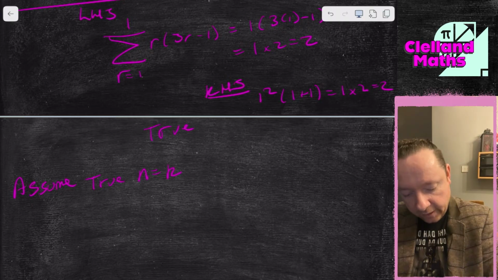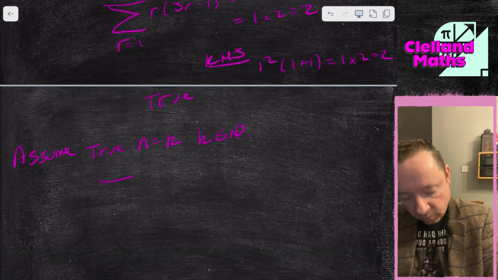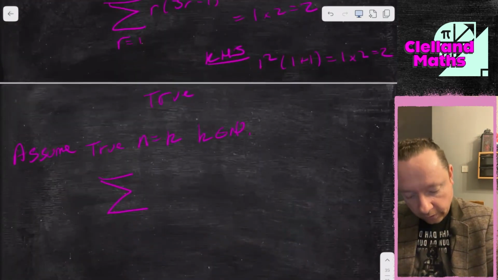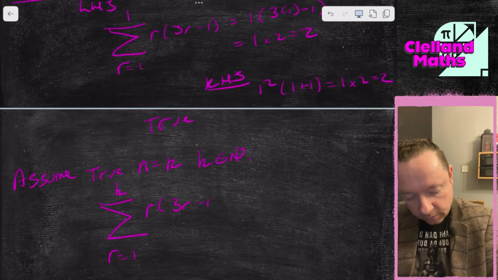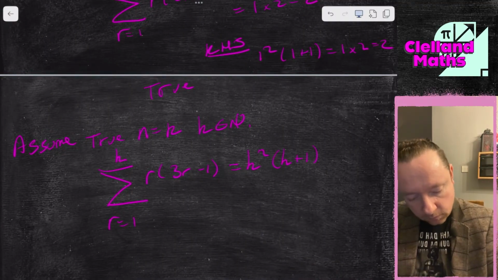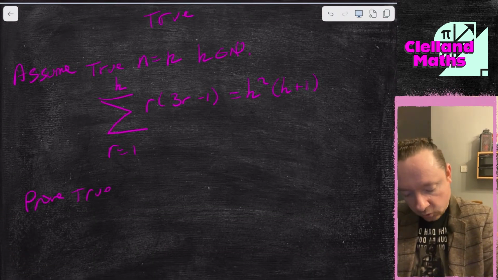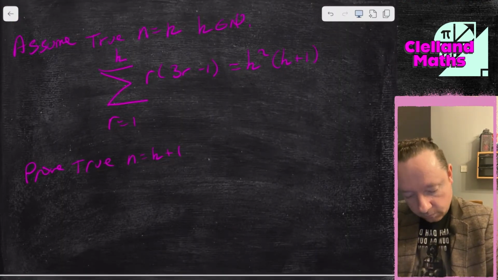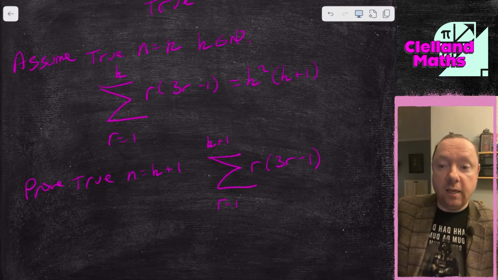And we're going to assume it's true for some n equal to k, k is a member of the natural numbers. So that means we're saying that the sum of r equals 1 to k of r(3r minus 1) equals k squared times (k plus 1). That's true. And then we're going to try and prove it's true for n equal to k plus 1. So that means we'll try to prove that the sum of r equals 1 to k plus 1 of r(3r minus 1) equals (k plus 1) all squared times (k plus 1 plus 1).